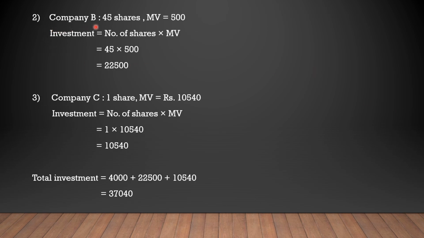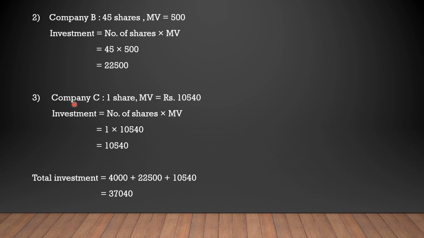Second, company B. Number of shares is 45 and MV is 500. Then we find the investment. Investment is equal to number of shares into market value. Number of shares is 45 and market value is 500. So 45 into 500 is equal to 22,500. In company B, he invests rupees 22,500.